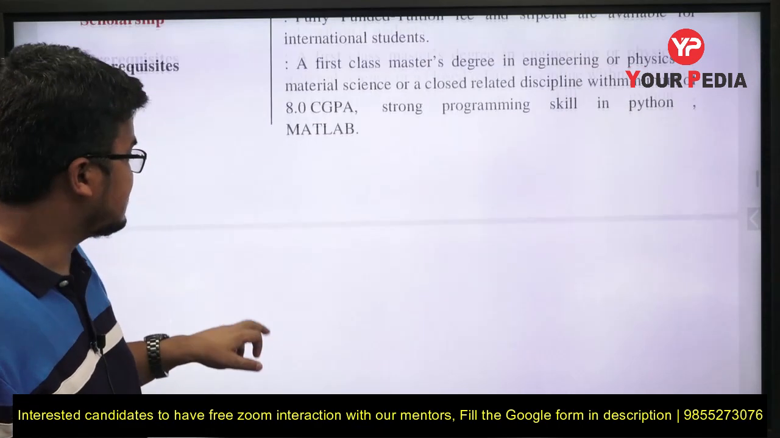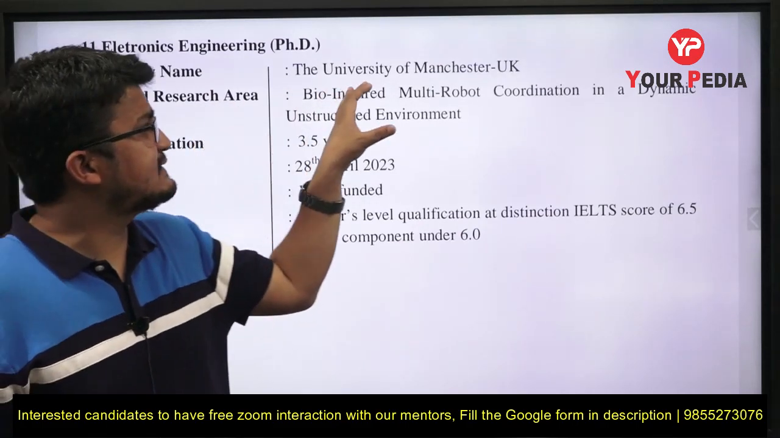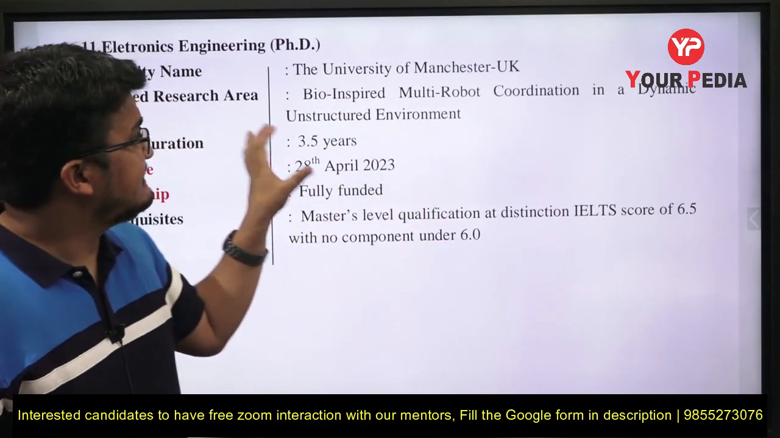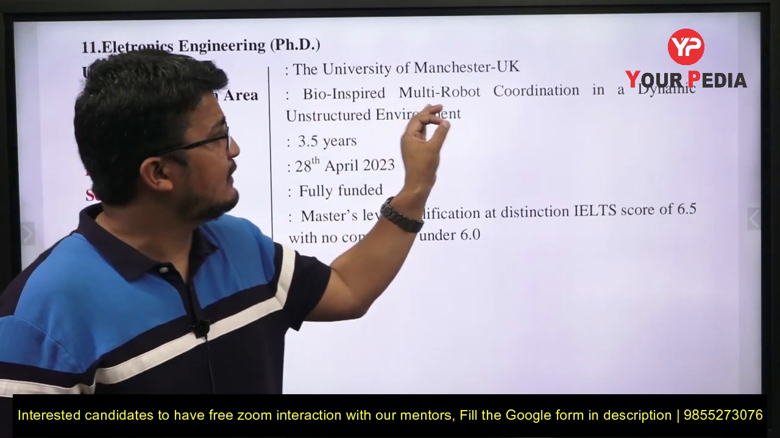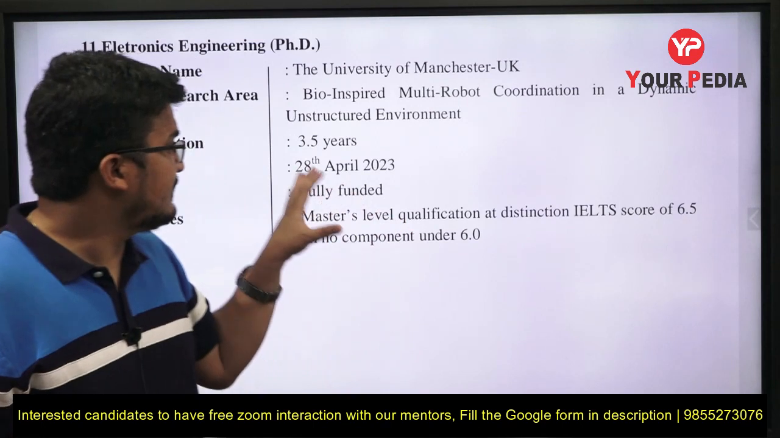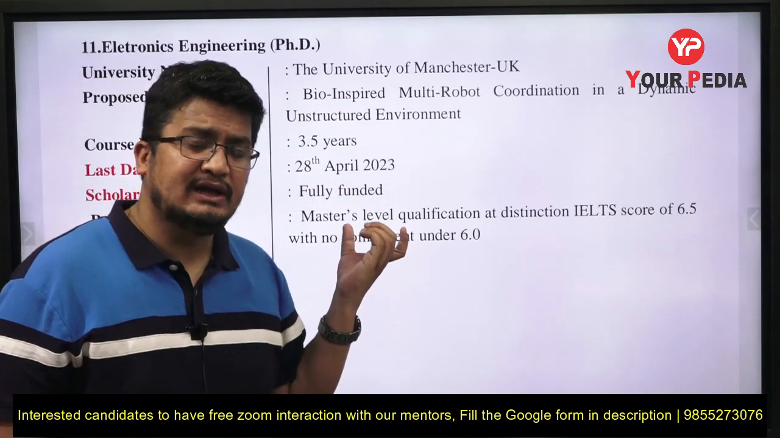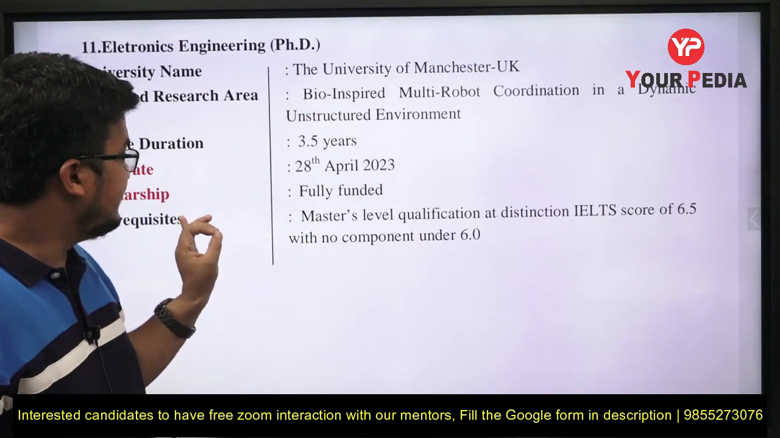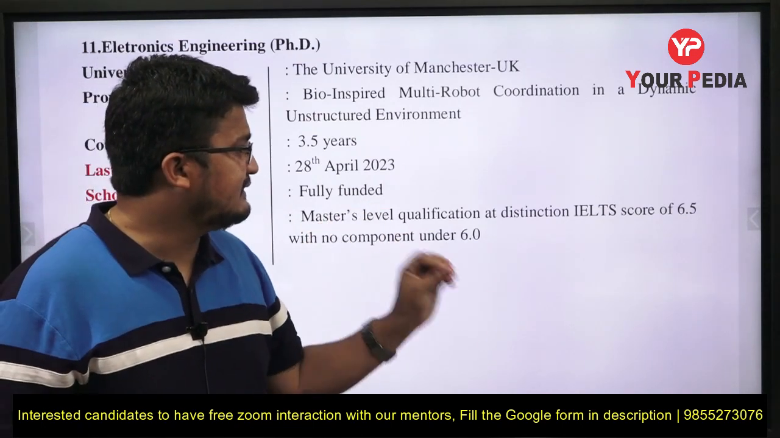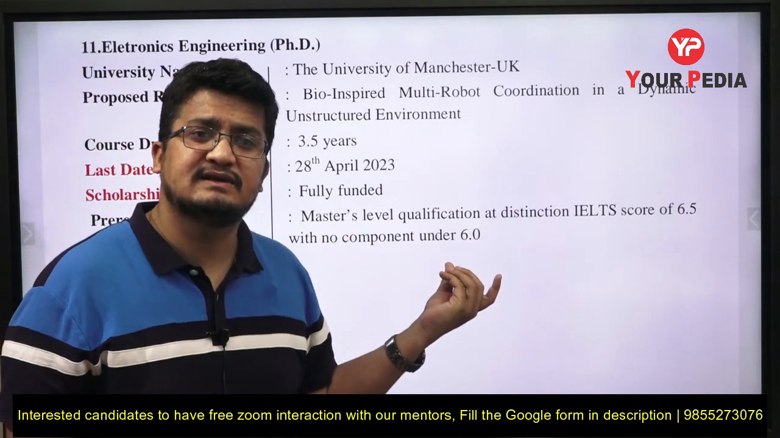So the next position is for electronics engineering PhD. It's coming from the University of Manchester, UK, and the research area is bio-inspired multi-robot coordination in a dynamic unstructured environment. Duration for this is 3.5 years and the last date is 28th April 2023, and it's a fully funded position. Prerequisites are a master's level qualification at distinction and an IELTS score of 6.5 with no component under 6.